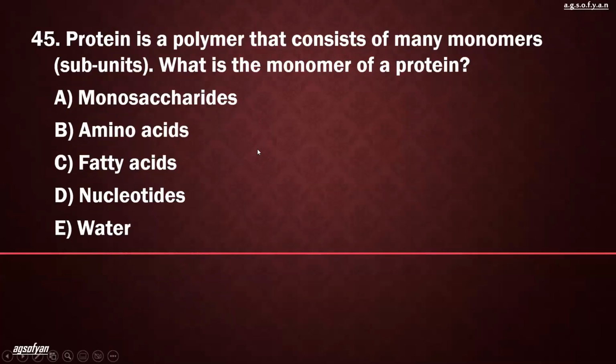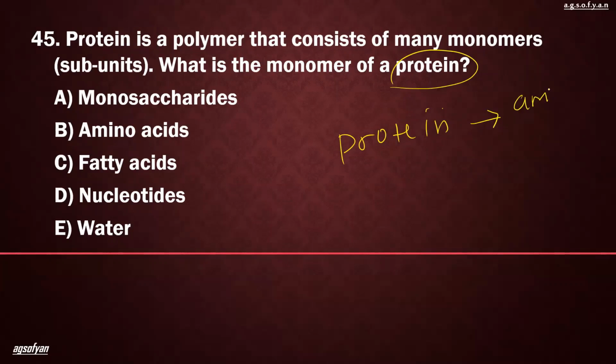Protein is a polymer that consists of many monomers. Okay, what is the monomer of proteins? Protein consists of many... Okay, you have to memorize this one, right? Protein consists of many amino acids. Yes. Try to memorize that, okay?